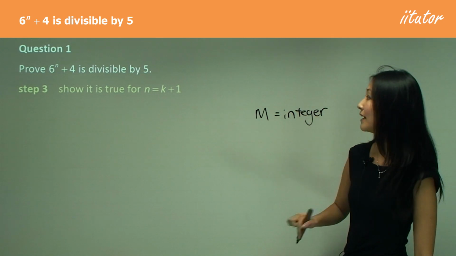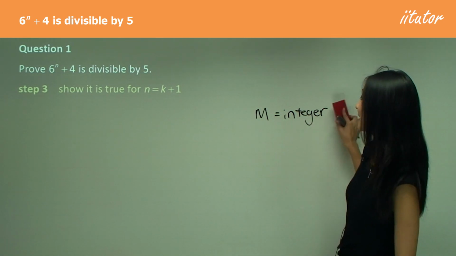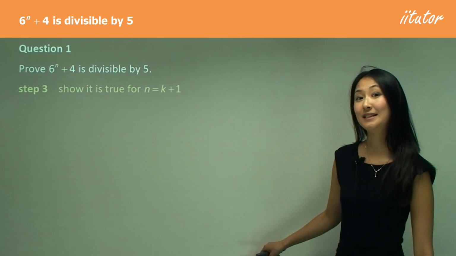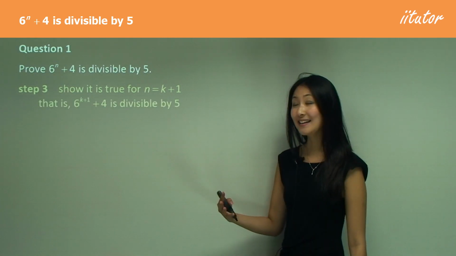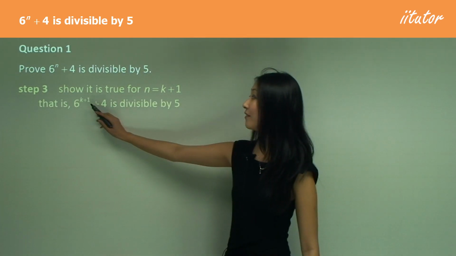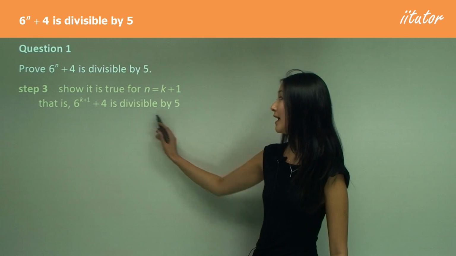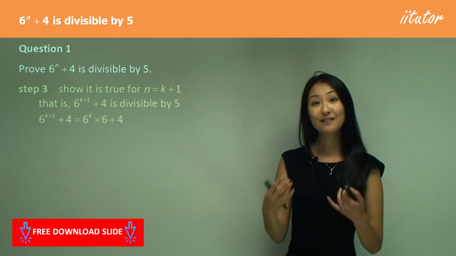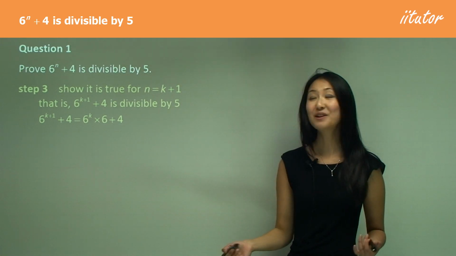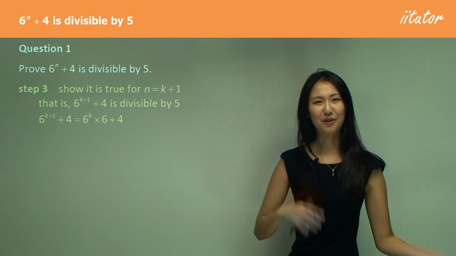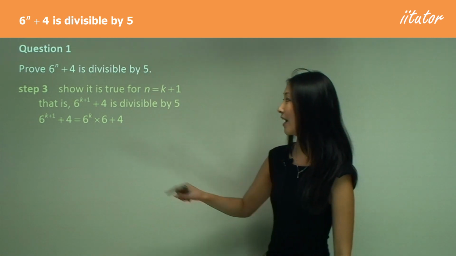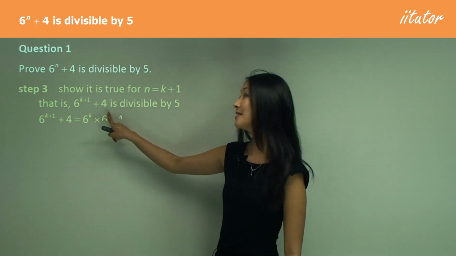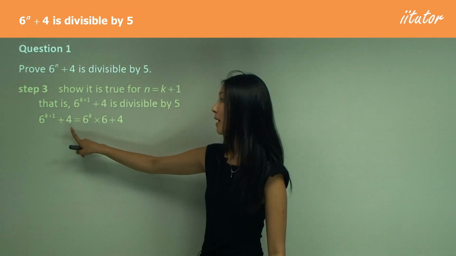In step 3, we want to show that it is true for n equals k plus 1. And that is, we write 6 to the power of k plus 1, plus 4, is divisible by 5. This is what we want to prove. Previously, we started off with the left-hand side. Well, there's not really a left-hand side or a right-hand side here. We just start off with what's been given. So we have 6 to the power of k plus 1 plus 4.